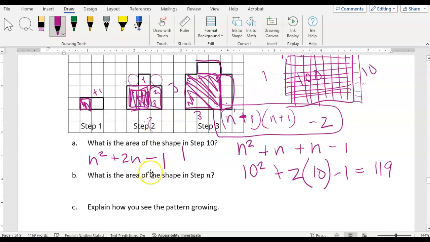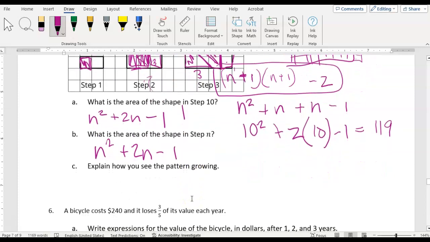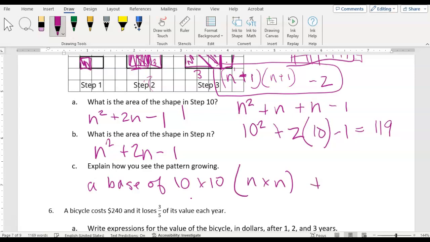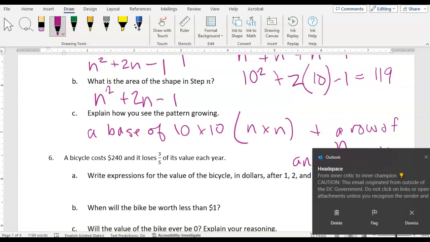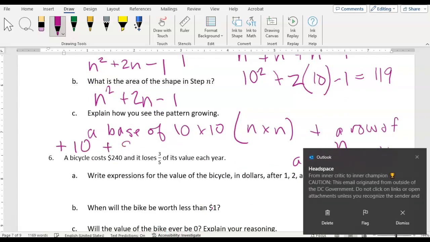Okay? So the area of the shape in step n is this equation, n squared plus 2n minus 1. And explain how you see the pattern growing. So we see a base of 10 by 10, or a base of n times n, plus a row of n, and then an additional n minus 1 added to the top, right? So in this case, a base of 10 by 10 plus 10 plus 9.